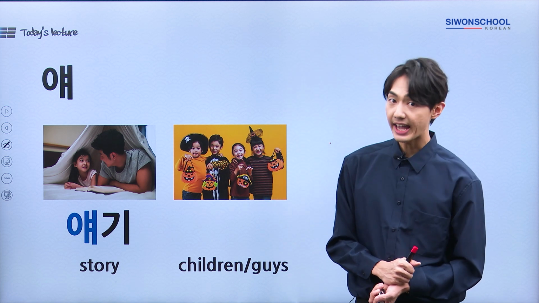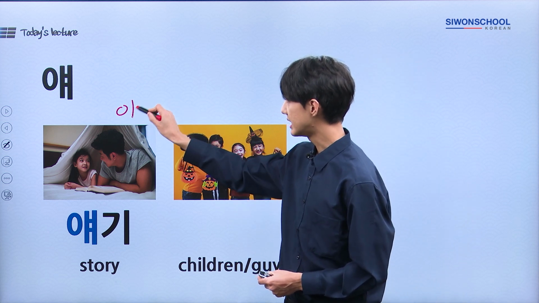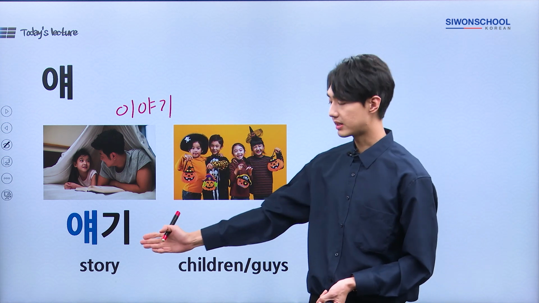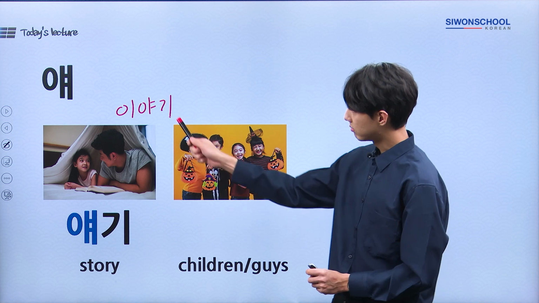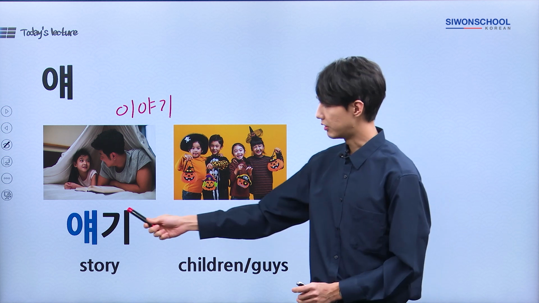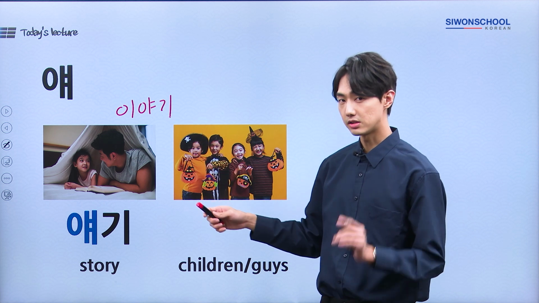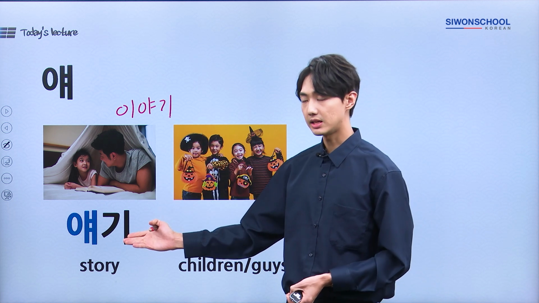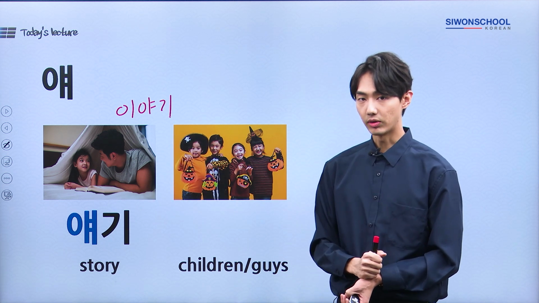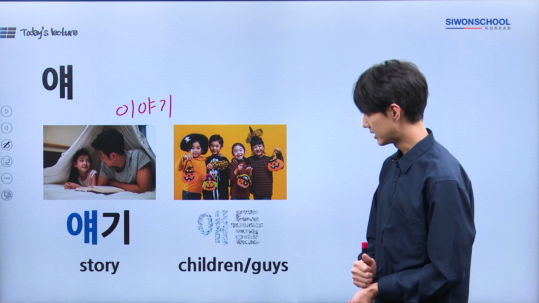So, let's look at this. 얘기. Story is called 이야기 too, but sometimes it's also pronounced as 얘기. Check this out. 야 and E together form what letter? It forms 얘. Okay? So this is kind of like the short version of this. Just think of it like that. But how do you pronounce this? This is 이야기. This is 얘기. Okay? Repeat after me. 얘기. 얘기.